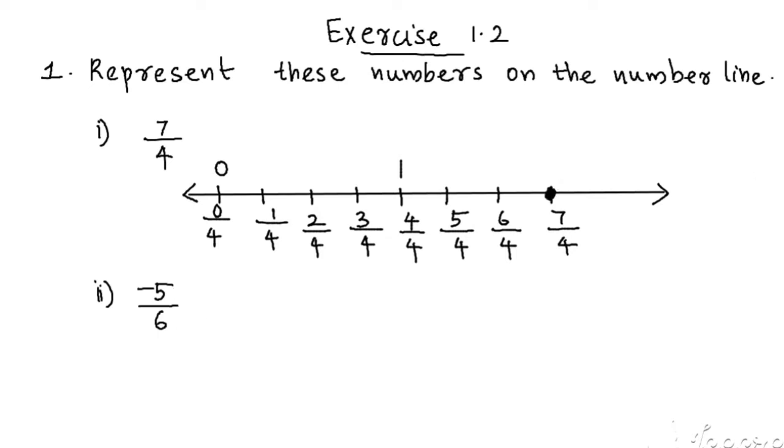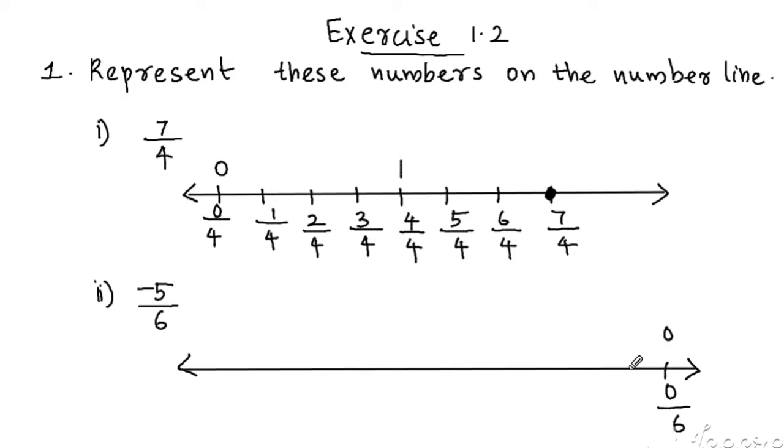Okay, next number is negative 5 by 6, so that is a negative number. So you have to plot the points on the left side of 0. Plot 0. 0 can be written as 0 by 6 because the denominator is 6. Then plot the other points. You can see the denominator is the same, the numerator will be varying.